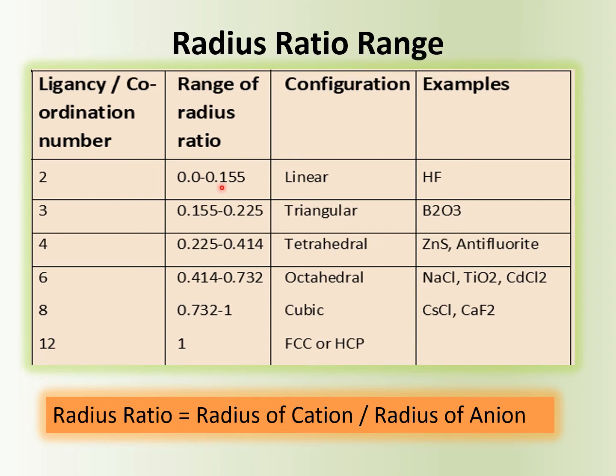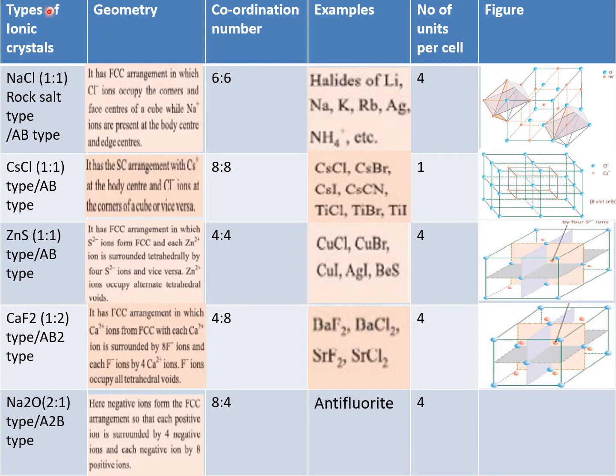See, for 2, it's very less. For 12, it's a whole 1. The configuration is given and an example is also there: 2, 3, 4, 6, 8. According to this coordination number, the configuration will also change. If it is 2, it looks linear. If it is 3, it looks like a triangle. If it is 4, it looks tetrahedral, and if it is 6, it looks like an octahedral arrangement, and if it is 8, it looks like a cube. And the examples are also given. Next, types of ionic crystals.